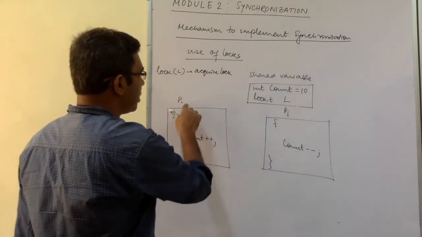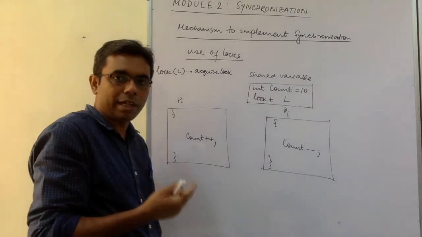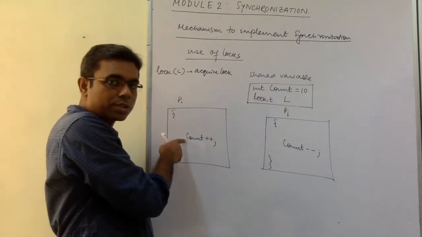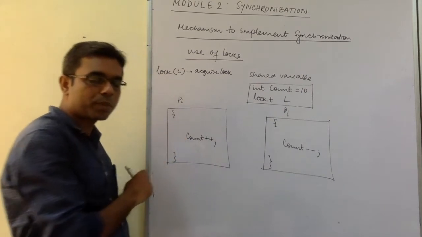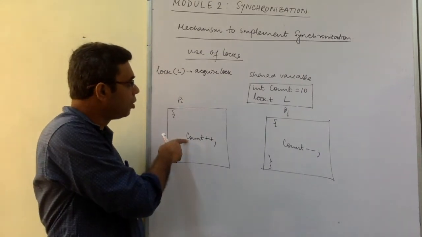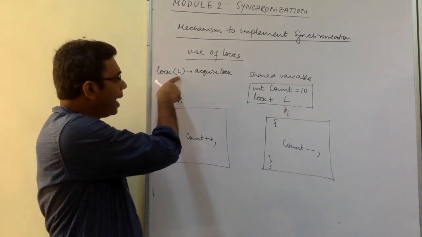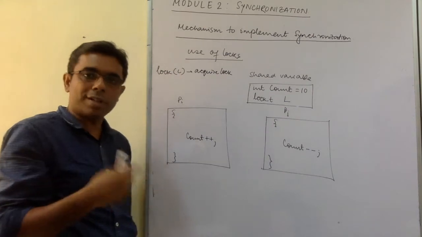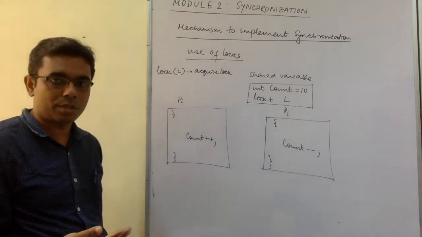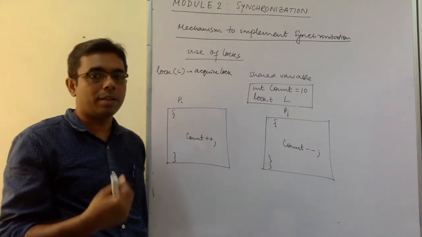So in order to, let's say Pi and Pj, both of them would like to get this lock, because until it gets the lock, it cannot come to this instruction. It cannot execute this instruction. So whichever process would like to execute this should use this lock operation on this L, and if you are successful in executing this operation called acquire, you get the lock.